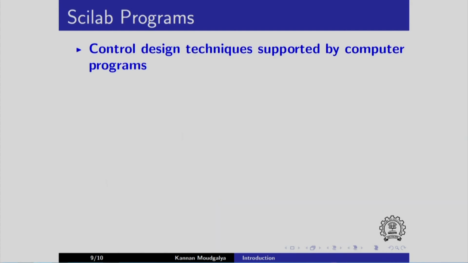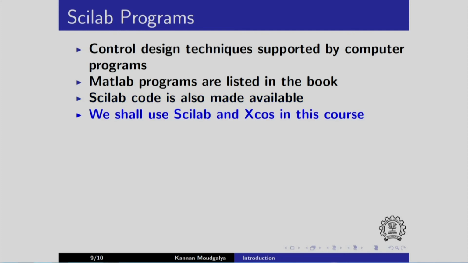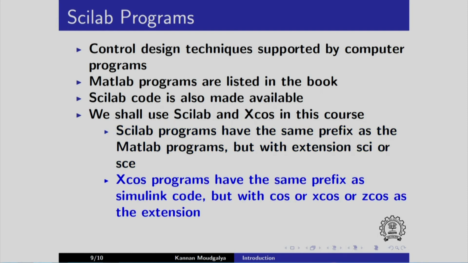This book has a large number of control system design techniques through computer programs. MATLAB programs are listed in the book. We also make available Scilab code. We shall use Scilab and Xcos in this course. Scilab programs have the same prefix as the MATLAB code, but with extension SCI or SCE. Xcos programs have the same prefix as the Simulink code, but with COS or XCOS or ZCOS as the extension.